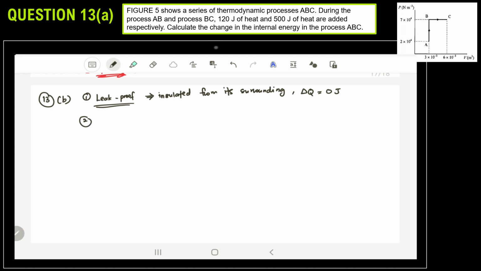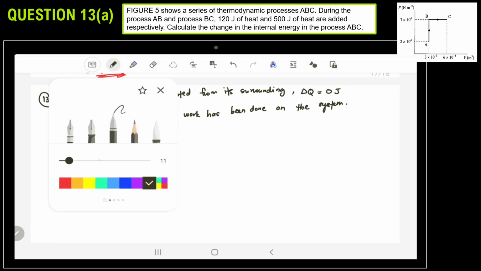Second, look at the question. The hot coffee is shaken vigorously, which means that work has been done on the system. Okay, kita goncangkan coffee tu. So work has been done on the system. Saya tulis kat sini, vigorously shaken, so means that work has been done on the system.